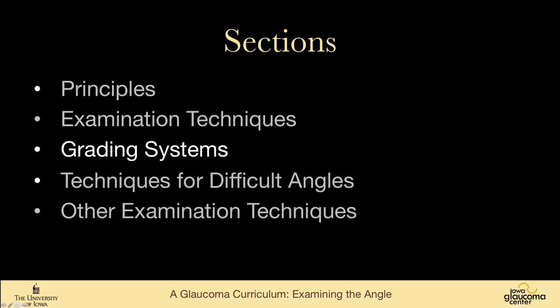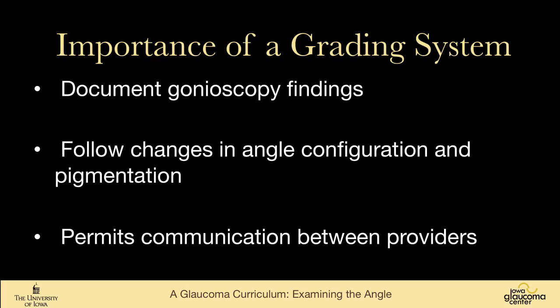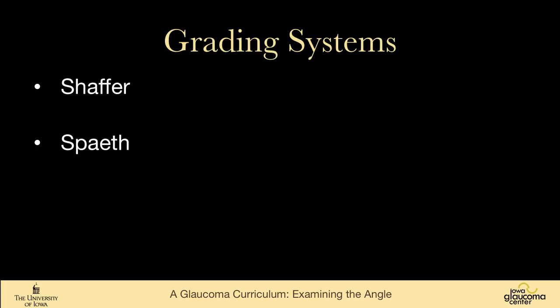We're going to go on to talk about grading systems. Grading systems are important to help one document what is being seen in gonioscopy, allowing changes in angle configuration and pigmentation to be recorded, and to permit communication between providers. There are really 2 major grading systems that are in use, the Shaffer and the Spaeth.